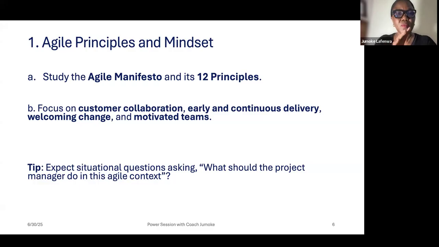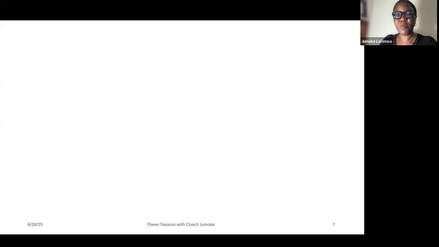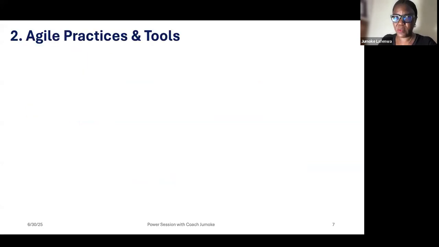So 1, agile principles and mindsets. Go and study the Agile Manifesto and its corresponding 12 principles. And you need to know that agile focuses on customer collaboration, early and continuous delivery, it welcomes change, and it is implemented by motivated teams.